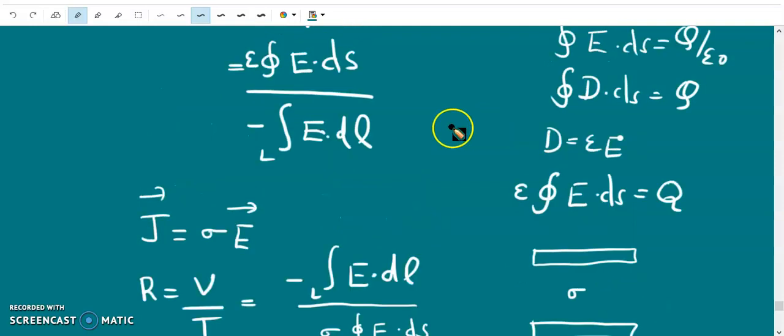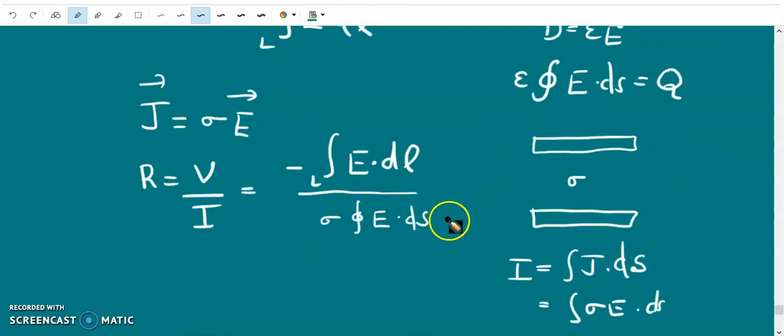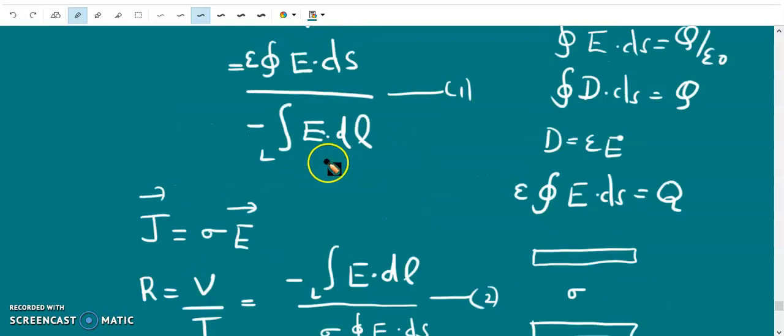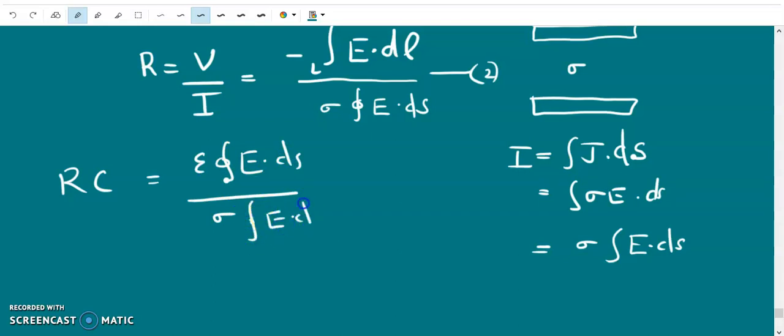So now we have to multiply this expression, termed as 1, with this. Then we get 1 into 2 gives RC is equal to integral E dot dl, which is in the numerator here, and in the denominator there is the same integral, so those two terms cancel. We have RC equal to epsilon integral E dot ds by sigma integral E dot ds. So these integrals cancel, and this is equal to epsilon by sigma. So R into C is equal to epsilon by sigma.